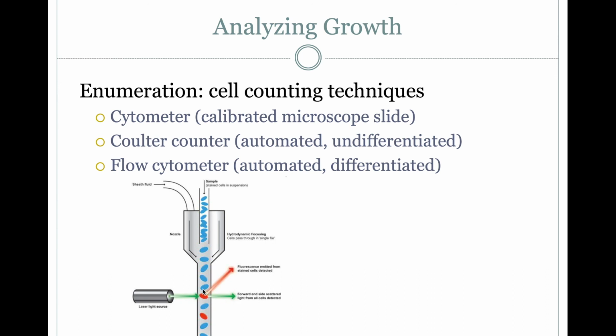So this not only counts how many events or how many cells are passing through, but it also tells you what their fluorescence pattern is, which tells you something about the characteristic of the bacteria.